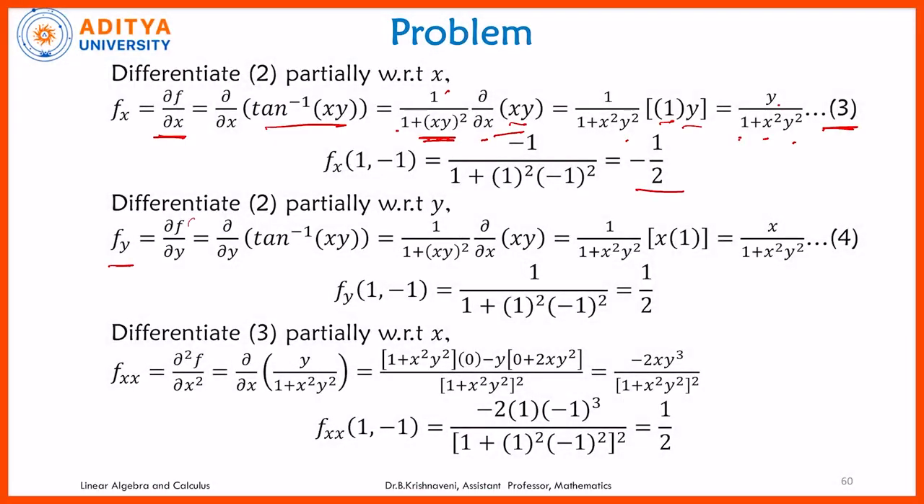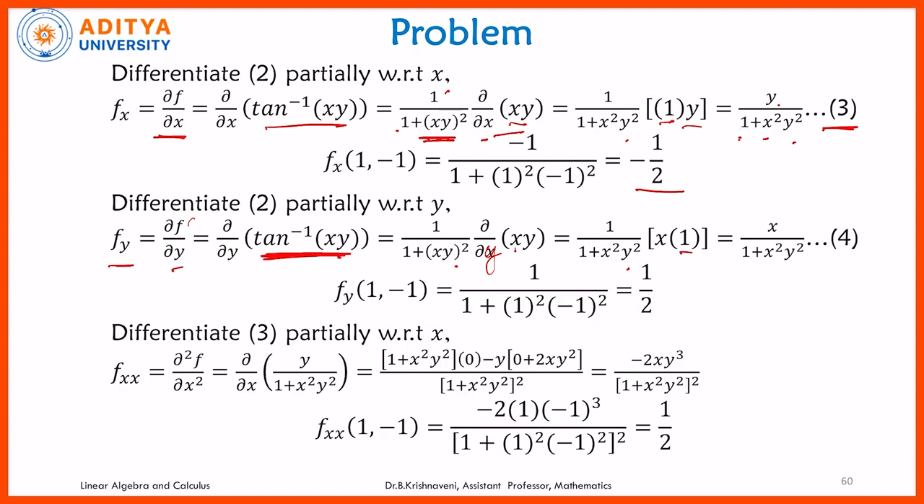Fy means ∂f/∂y, partial derivative of f with respect to y, x constant now. Now again find tan inverse xy with respect to y, that is ∂/∂y of tan inverse xy. Here x is constant, first the tan inverse derivative is 1 by 1 plus (xy) whole square. Now the inner derivative with respect to y, ∂/∂y of xy, which is 1 by 1 plus x square y square into x, x constant, y derivative is 1.